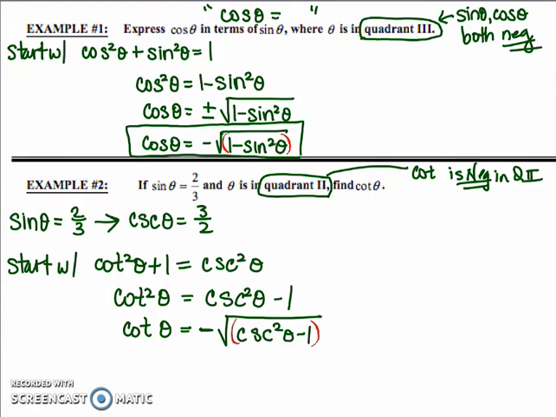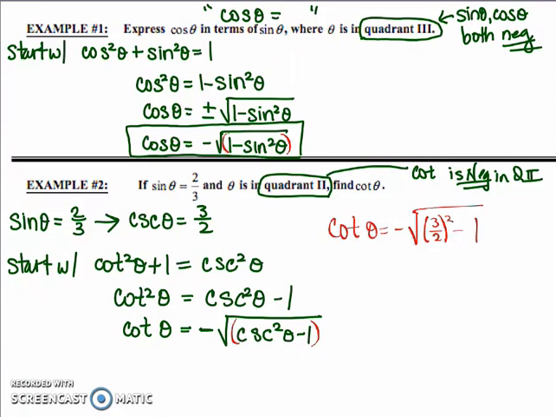But I'm not done with this yet because I was given the value for sine theta. I know sine theta is 2/3, and I know therefore that cosecant theta is 3/2, so I can actually substitute that in under my radical. So my last step here is going to be that cotangent theta is going to be equal to negative the square root of, and then I've got cosecant is 3/2, and I need to square it. So 3/2 squared minus 1. That's under my radical. So I have to follow PEMDAS.